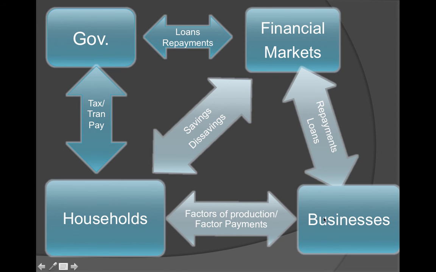Again, you have your households and businesses that give factor productions and factor payments back. Financial markets give loans to businesses. Businesses give repayments back to financial markets. Households give savings to financial markets, and financial markets give dis-savings back. The government, households give taxes to the government, and transfer payments from the government go back to the households, and then financial markets and the government exchange loans and repayments.